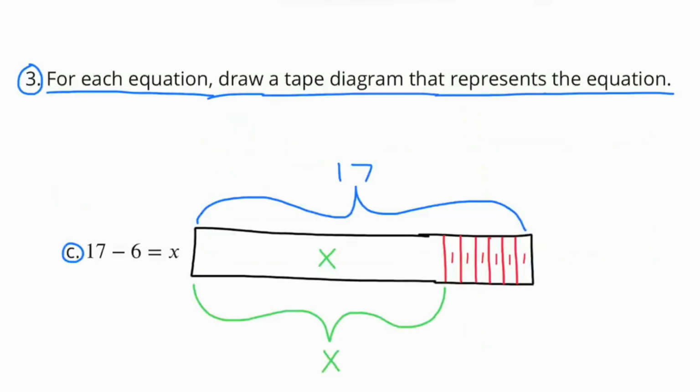C. 17 minus 6 equals x. So I have a large value for x, and then I have 6 pieces on the end. All of them combined total 17. But if you take away the 6 pieces on the right, then it equals x. So 17 minus 6 equals x.